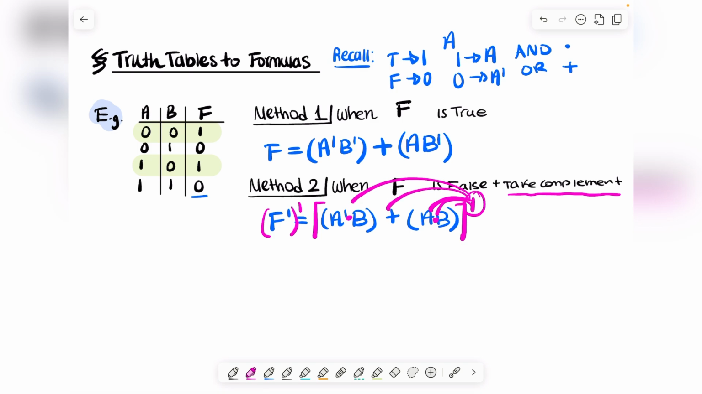So here we have multiplication, here we have multiplication. We also have to take the opposite of those as well. So the opposite of A prime will just be A. The opposite of B will just be B prime. The opposite of the multiplication sign that's in between is going to be plus. The opposite of multiplication is addition.